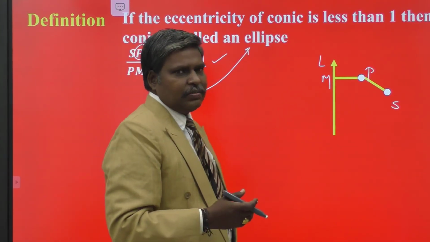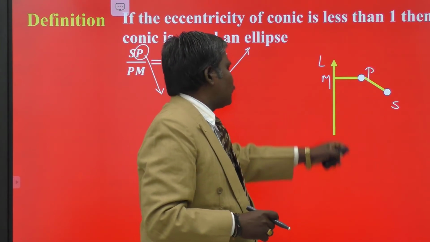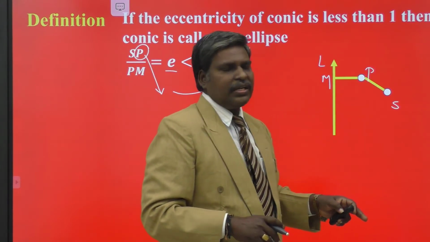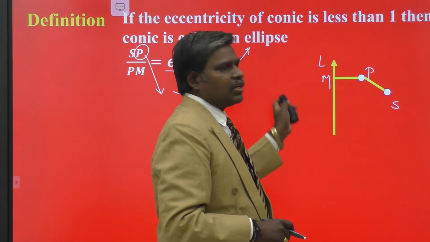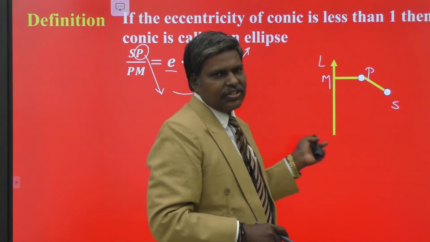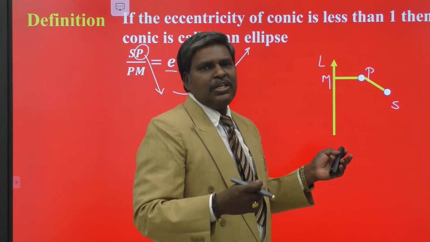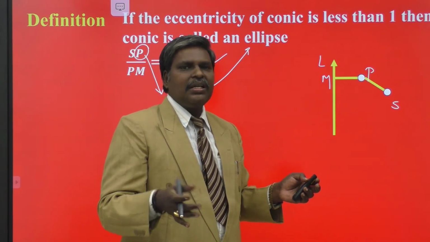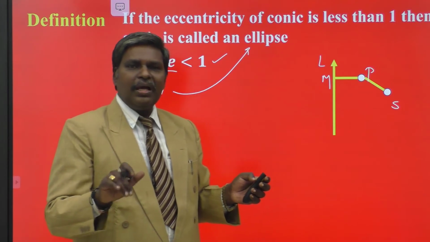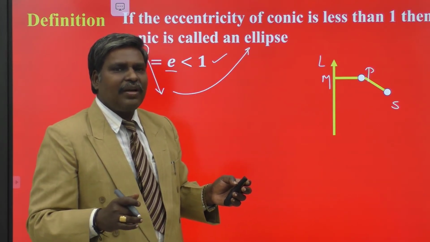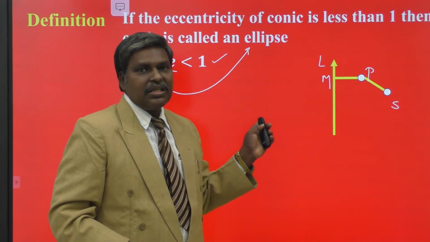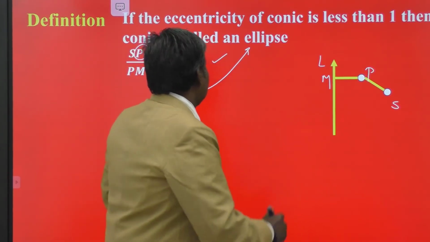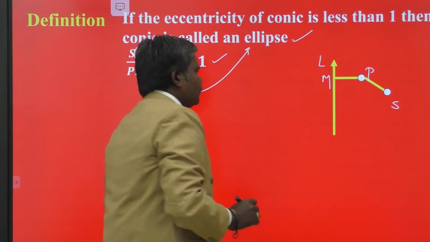What is the conic definition? Let S be the fixed point, L be the fixed line, then the locus of a point which moves in the plane so that its distance from the fixed point bears a constant ratio to its distance from the fixed line. We mean SP by PM is always constant, denoted by e. It is called eccentricity. If e equals 1, we get parabola. Less than 1, ellipse. Greater than 1, hyperbola. So the second stage is ellipse, whose eccentricity is less than 1. This is the definition of the ellipse.